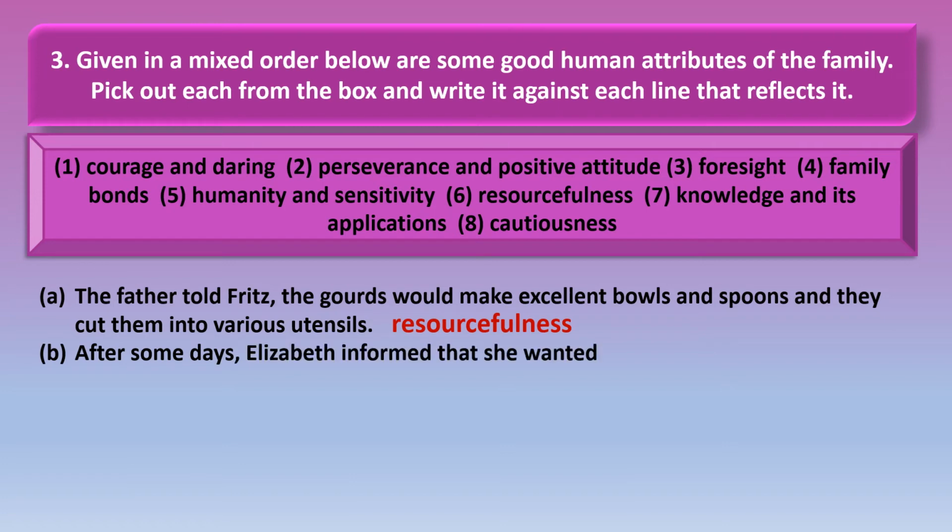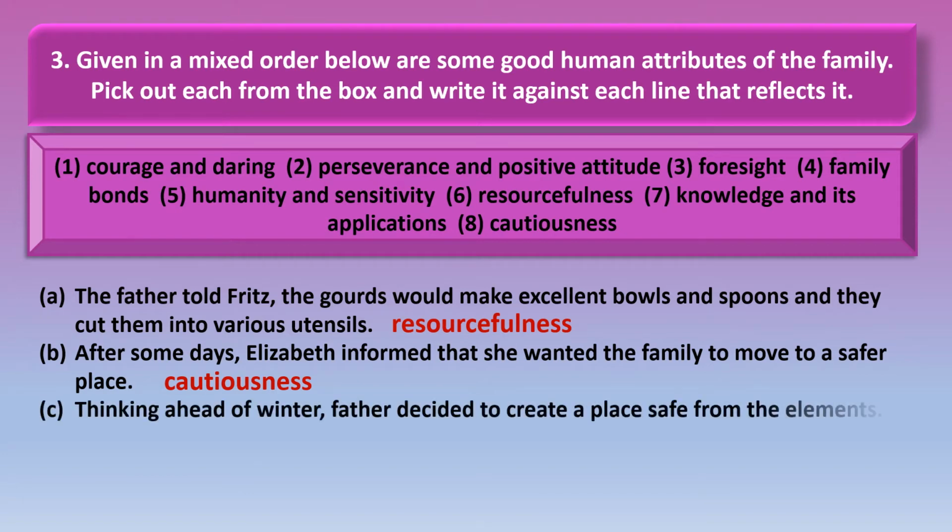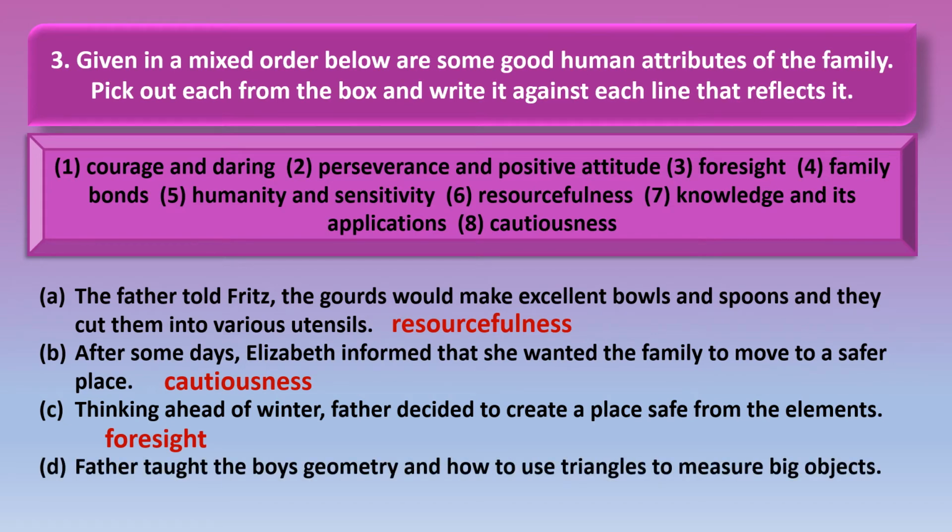Second one, after some days, Elizabeth informed that she wanted the family to move to a safer place. Cautiousness, she's worried, so she's being careful. Thinking ahead of winter, father decided to create a place safe from elements. So thinking ahead is foresight. Next one, father taught the boys geometry and how to use triangles to measure big objects. So this is knowledge, not only knowledge but how to apply that knowledge.